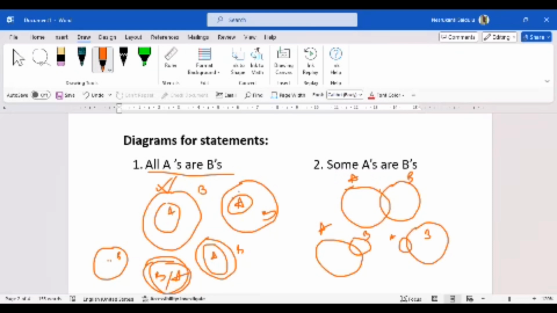So "some" means there is an intersection between A and B. Intersection between A and B, right? Next, third one.